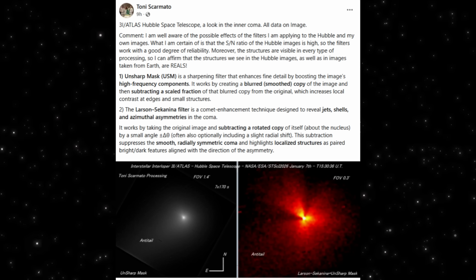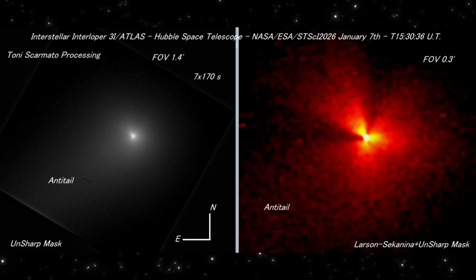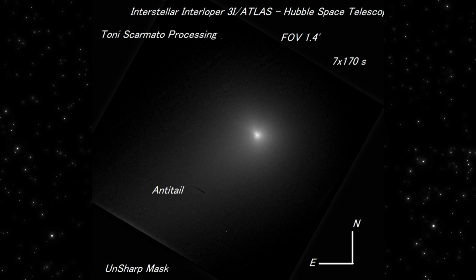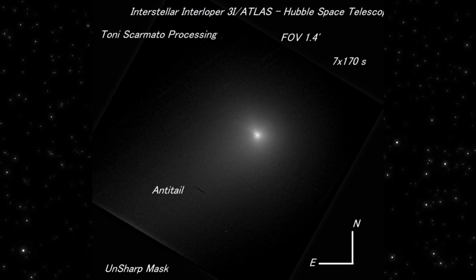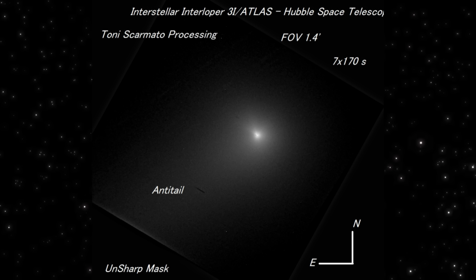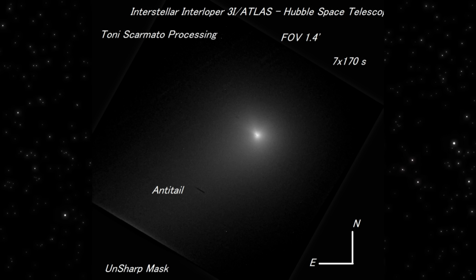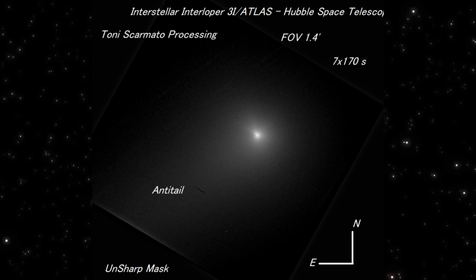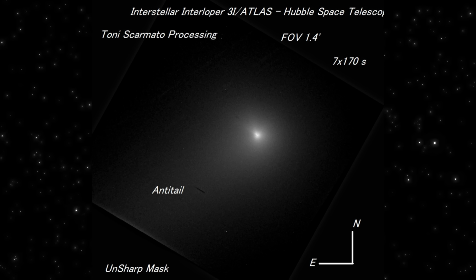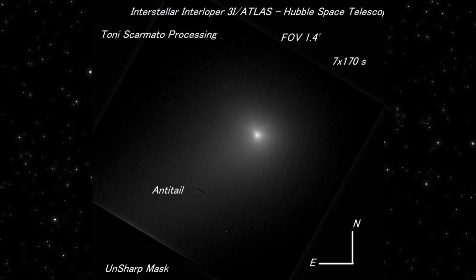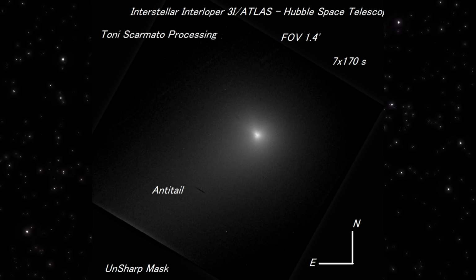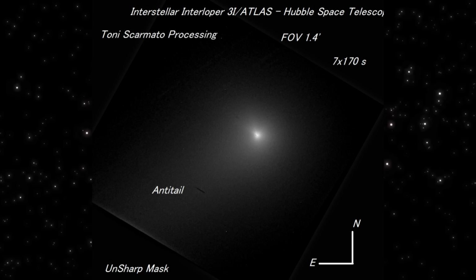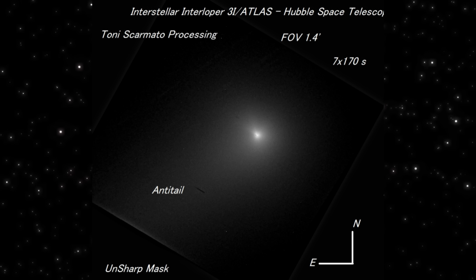Now let's break this image down. First, the left panel. This is a wider view of 3I Atlas, processed using an Unsharp mask. The field of view here is about 1.4 arc-minutes. Unsharp masking boosts fine detail. It increases local contrast and makes subtle brightness changes easier to see. What stands out immediately is stability. The coma is smooth and centrally concentrated. There is no sign of fragmentation, no sign of breakup.